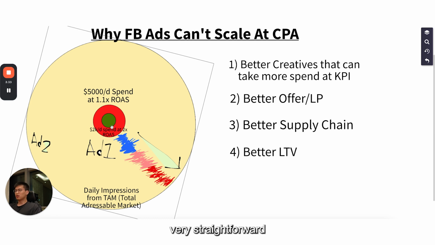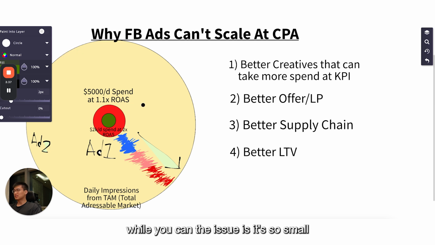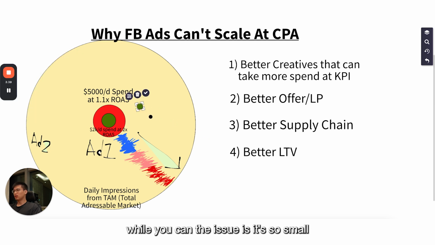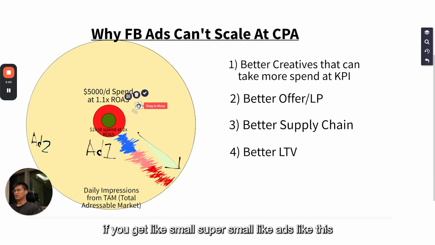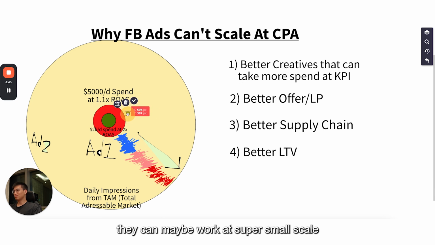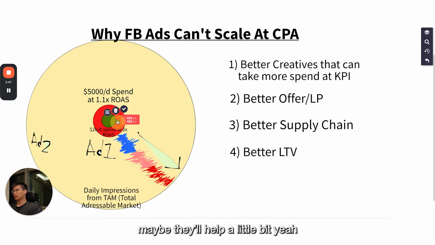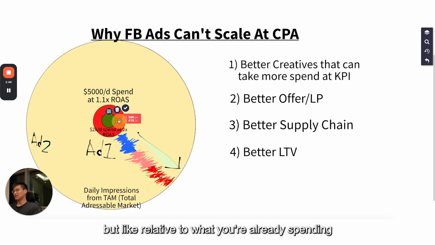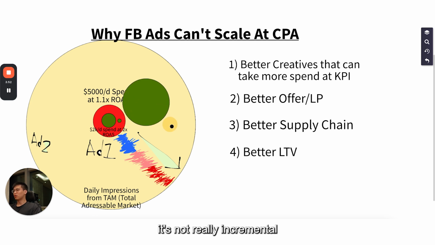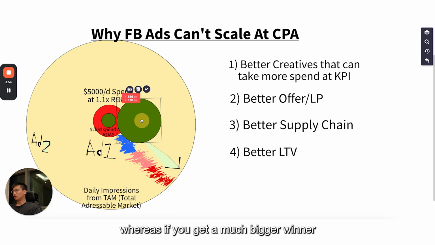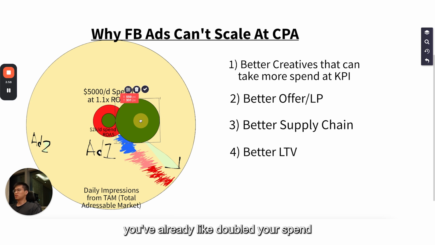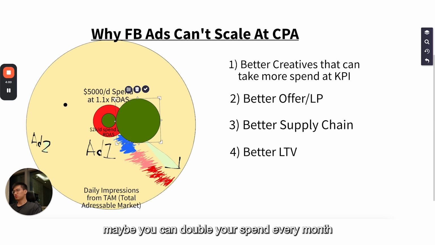Very straightforward. So people say, oh, what if I do small retargeting campaigns and stuff? While you can, the issue is they're so small, like it's not really incremental. If you get super small ads like this that can maybe work at super small scale, maybe they help a little bit, yeah. But relative to what you're already spending, it's not really incremental. Whereas if you get a much bigger winner, let's say you've already doubled your spend based on this one winner. Hit a winner every month, maybe you can double your spend every month.